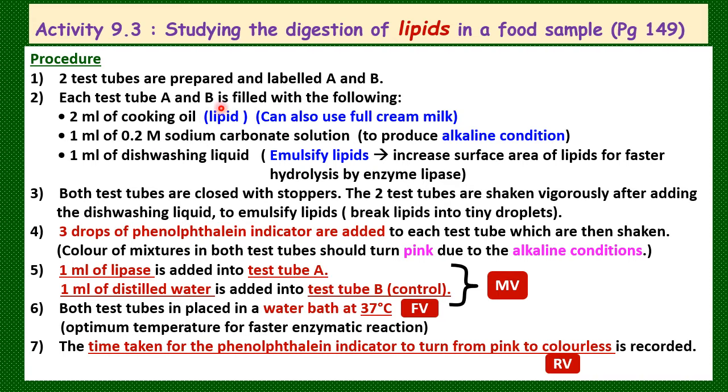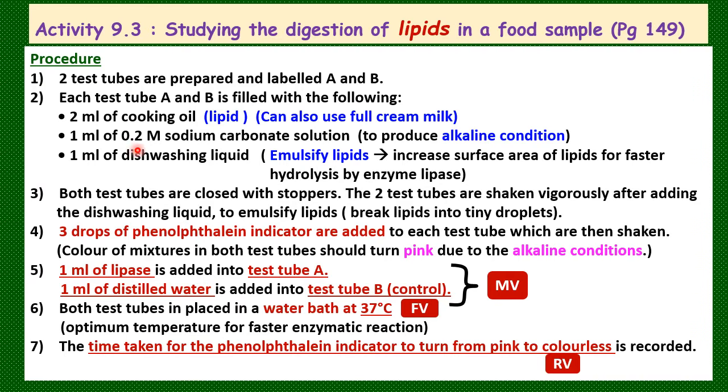2 test tubes are prepared and labeled A and B, just like for the other 2 experiments. Each test tube A and B is filled with the following. These are the common items in each test tube. First, 2 ml of cooking oil. Now this is our lipid. We can also use full cream milk, which contains lipids, in place of cooking oil.